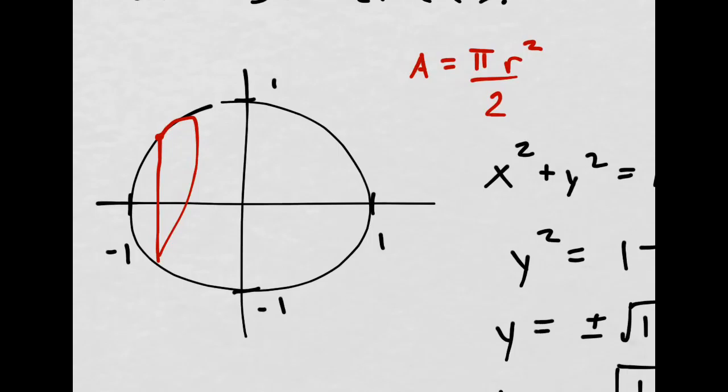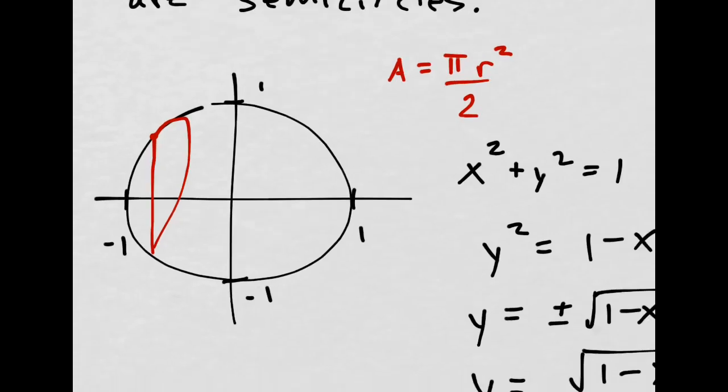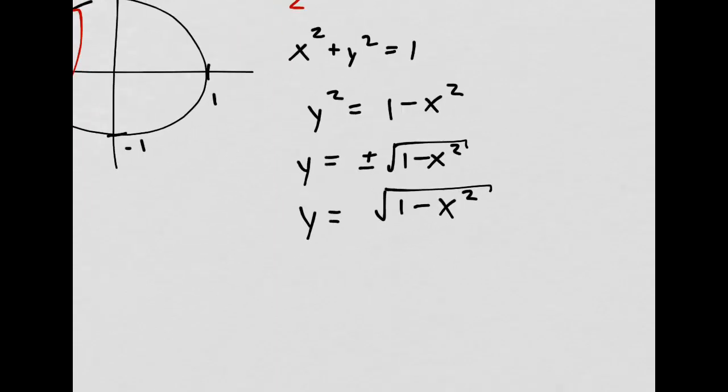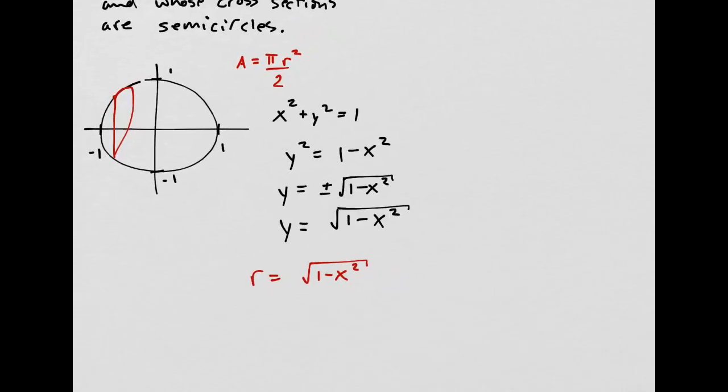So now this distance is just the square root of 1 minus x squared minus 0, or r. Our radius of the semicircle is just the square root of 1 minus x squared minus 0, but you don't have to put the minus 0. That's just this function minus this function.